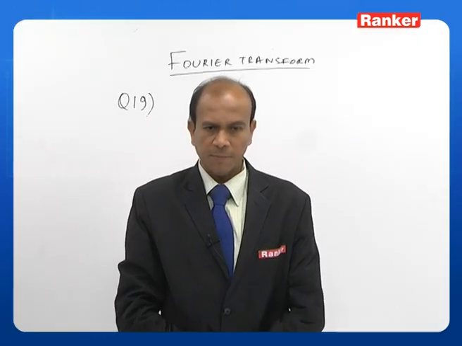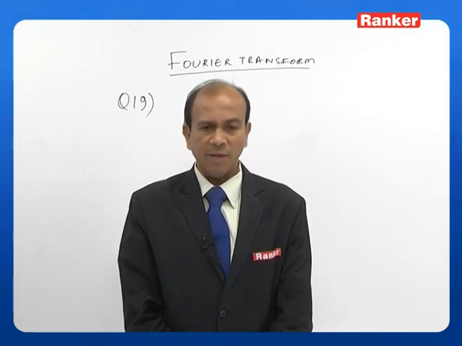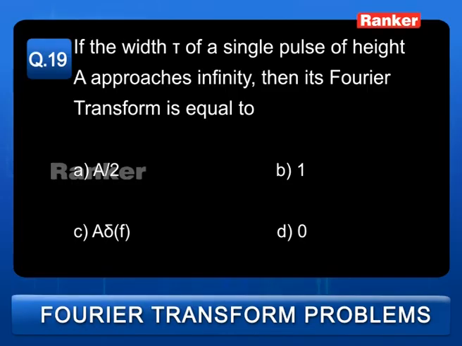The next question, 19th. If the width tau of a single pulse of height A approaches infinity, then its Fourier transform is equal to A. Half of the amplitude given, that is A by 2, B. 1, C. A into delta f, D. 0. The answer is C, that is A into delta f. So, the answer is C.